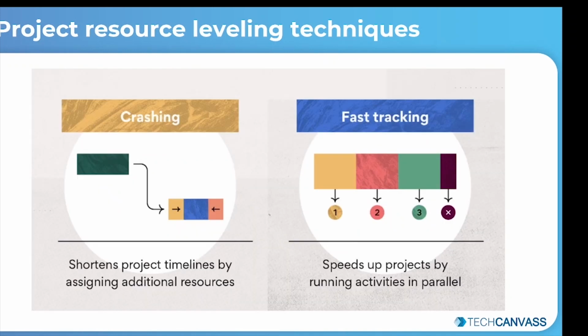Moving on to the different leveling techniques: crashing. When fast tracking can't be applied or it's not effective enough, you can implement the crashing technique. This is where additional resources are allocated to a project to shorten the timeline. In this case, you have to assess the needs of high priority tasks and look for resource options that provide the most value at the least cost.